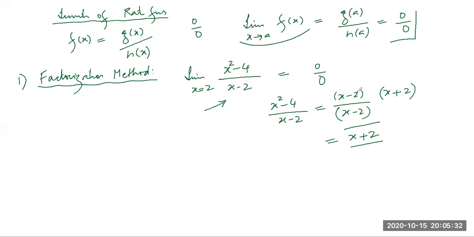So basically it is possible to cancel this, because we know that x is never going to be equal to 2. We just say x approaches 2 in the limit. So that is a trick, right? Now in this, we have to remember a few formulae.